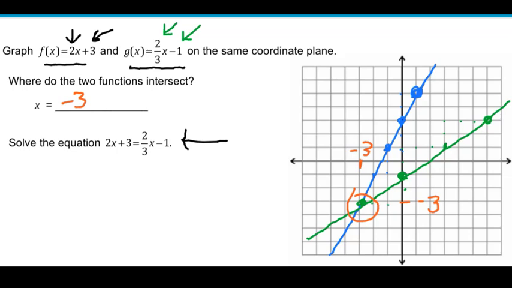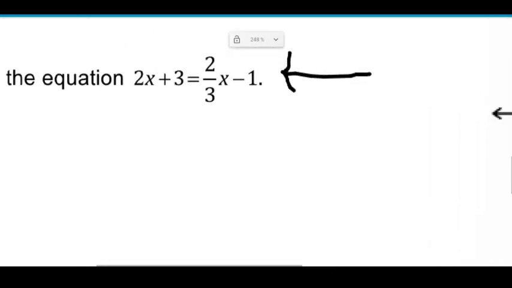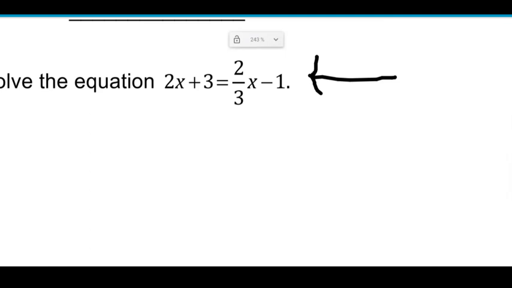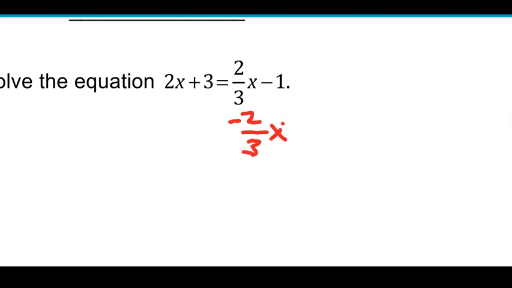So let's prove that by just solving this equation without the graph. So we already know the answer, but let's work through it. This one's a little bit different because we have to get x on the same side of the equal sign in order to solve this. And so I'm just going to pick the left side, moving x over by bringing all x terms to the same side of the equal sign.